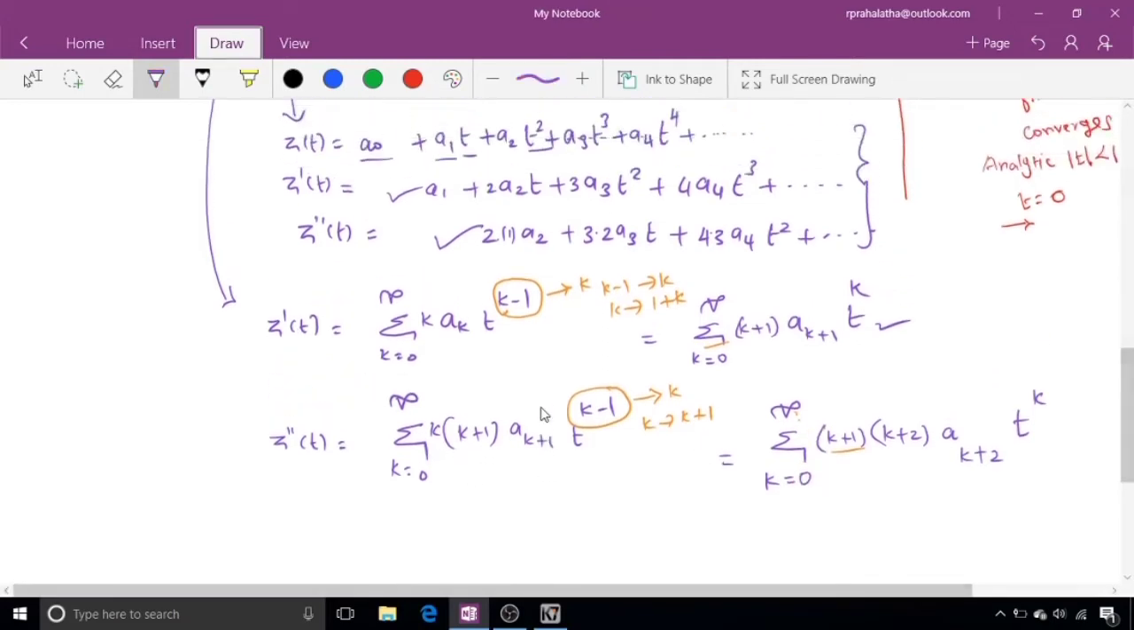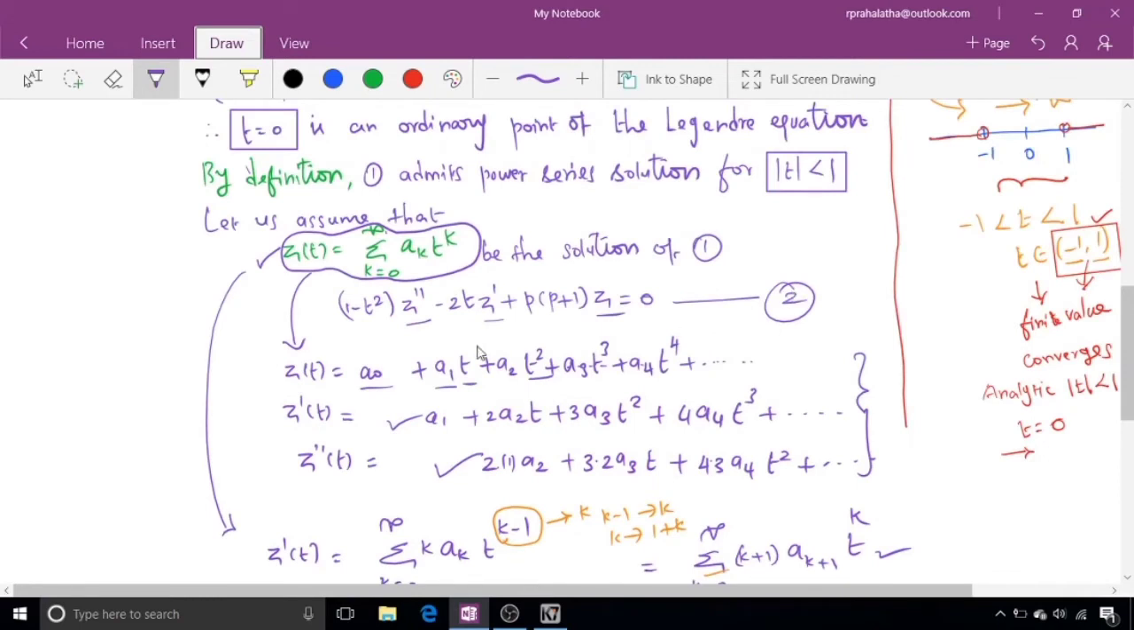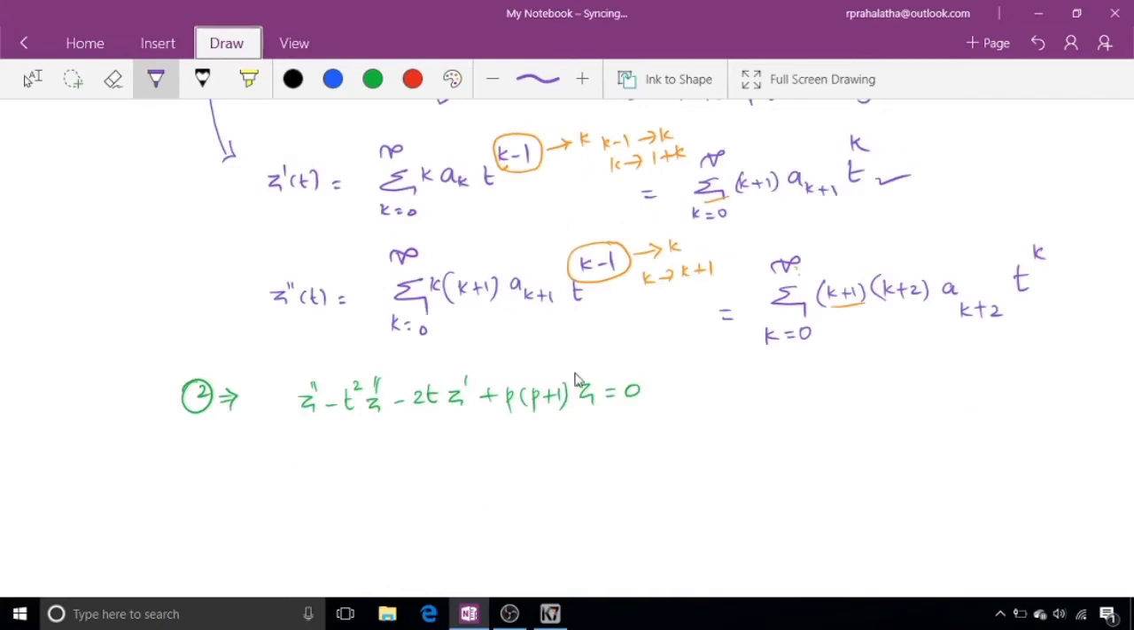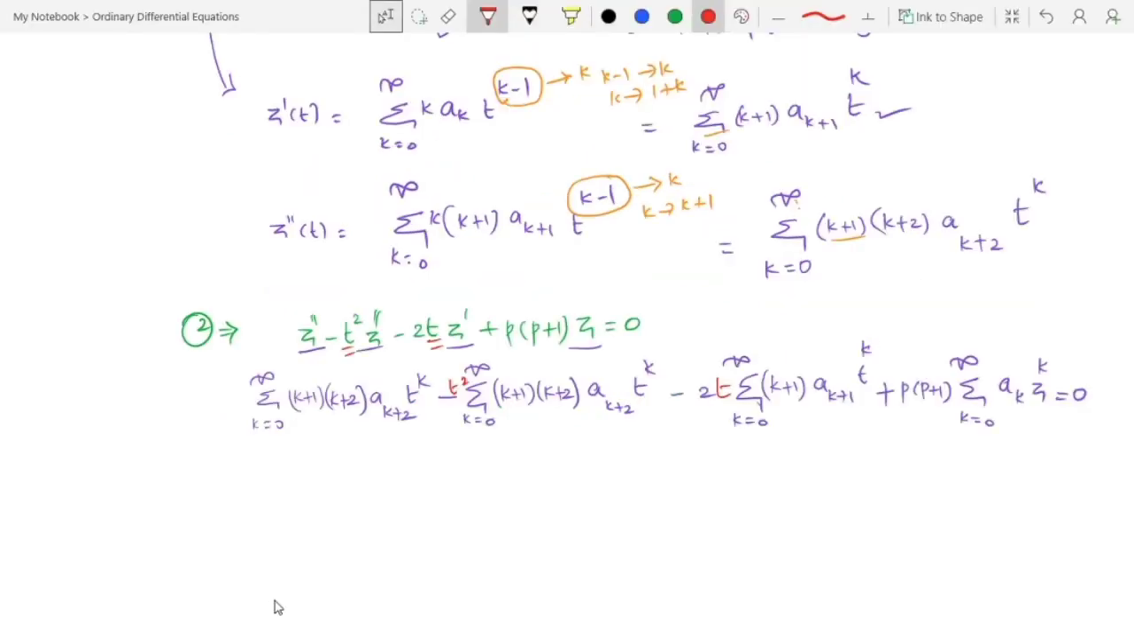Substituting those values in equation 2. Now equation 2 can be written as, expanding the term 1 into z double dash, that is z double dash minus t squared into z double dash, remaining right as it is. Substituting z double dash, z dash and z in the summation form, we get z double dash minus t squared into z double dash minus 2t into z dash plus p into p plus 1 z value.